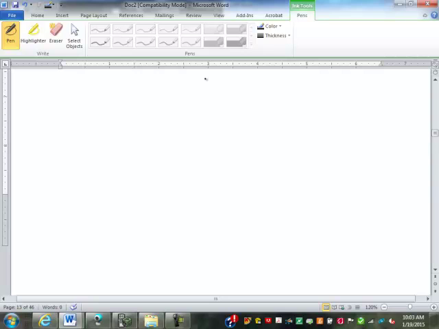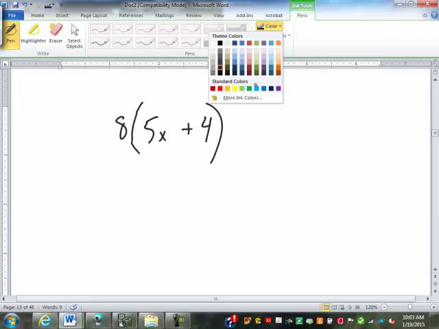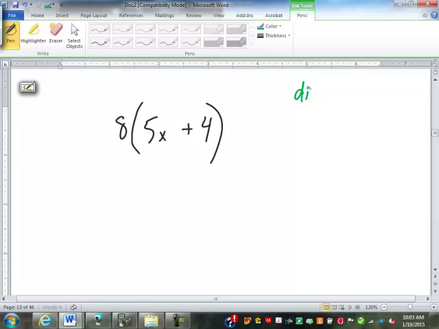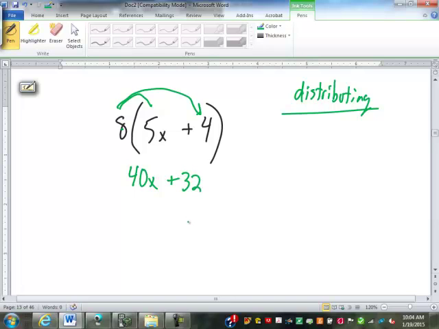What happens when we have more than one digit? Like, we might have 8 times 5x plus 4. Now, many of you, if you had algebra in high school, you learned something called distributing, or distribution. All that is basically this. You're going to take this number out in front of the parentheses, you're going to multiply it through. 8 times 5x is, well, 8 times 5 is 40, and there's nothing to multiply the x. Then you have 8 times 4 is 32. It's a positive 32, so plus 32.